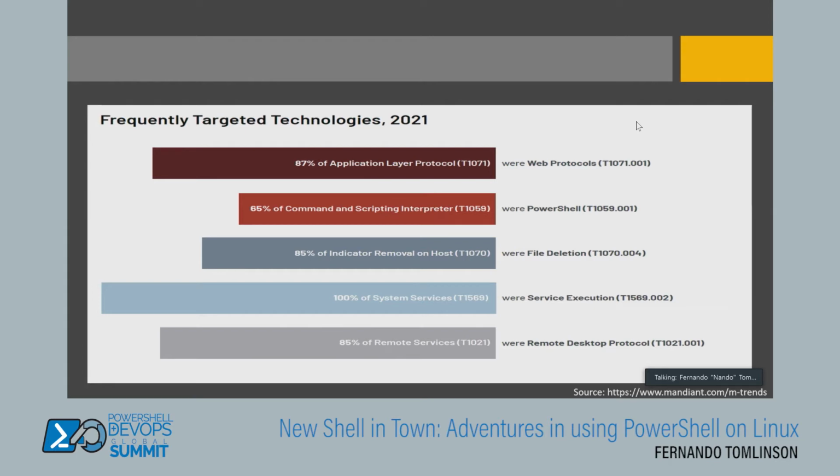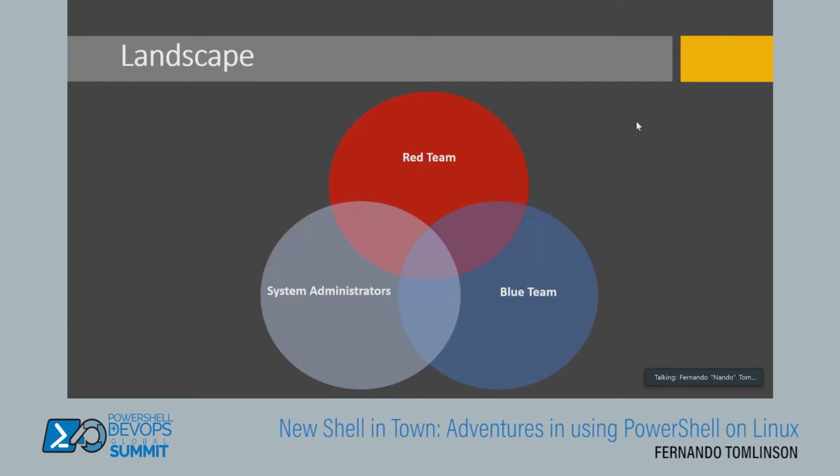So we highlight what the top tier entity is for application layer protocols. We highlight the top tier for command and scripting interpreters. We highlight the top tier for indicator removal on host, and a number of other things. But guess what? For command and scripting interpreter, PowerShell is top tier, 65%, right? This is huge. Now, in terms of that, we've highlighted why it's great from a defense perspective. We've highlighted why it's great from an offensive perspective, and from a system administrator perspective.